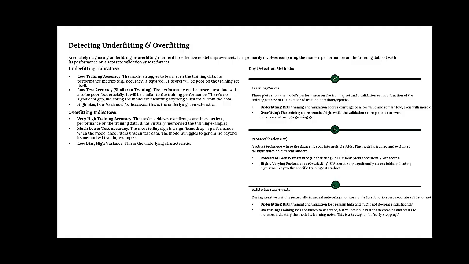The underfitting indicators: the model shows low training accuracy. The test accuracy is also low and, importantly, very similar to the training accuracy. This signals high bias and low variance.